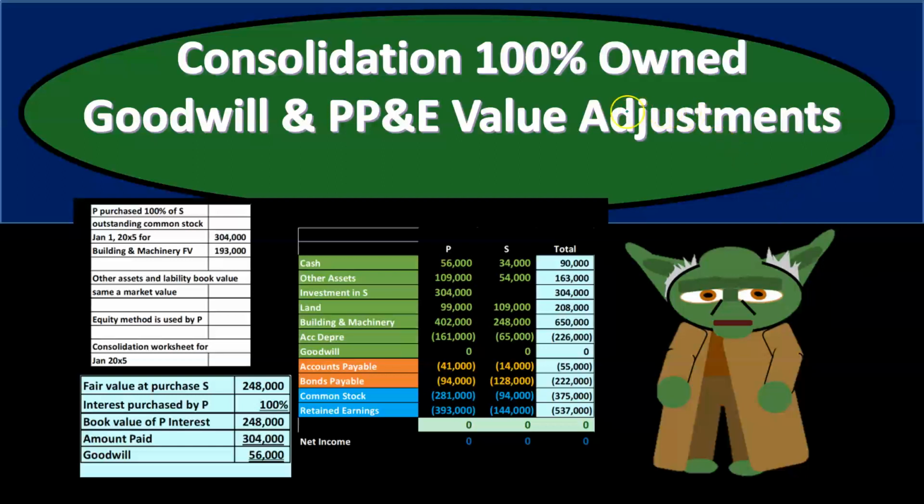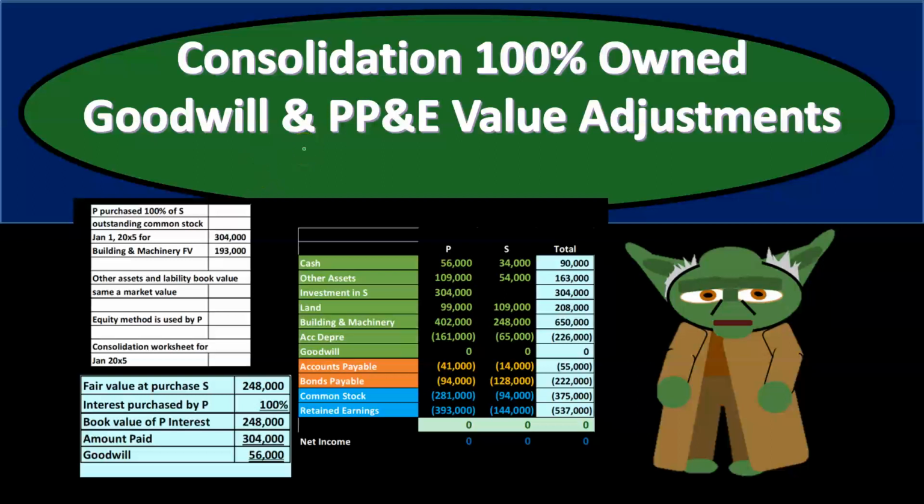The parent owns 100% of S, so that's going to simplify things a little bit because we don't have that non-controlling interest. However, what we do have this time is goodwill, and there will also be an account, the property, plant, and equipment, which will have a different fair value at the point in time of purchase than the book value. And these are going to be some of the new items that we have here.